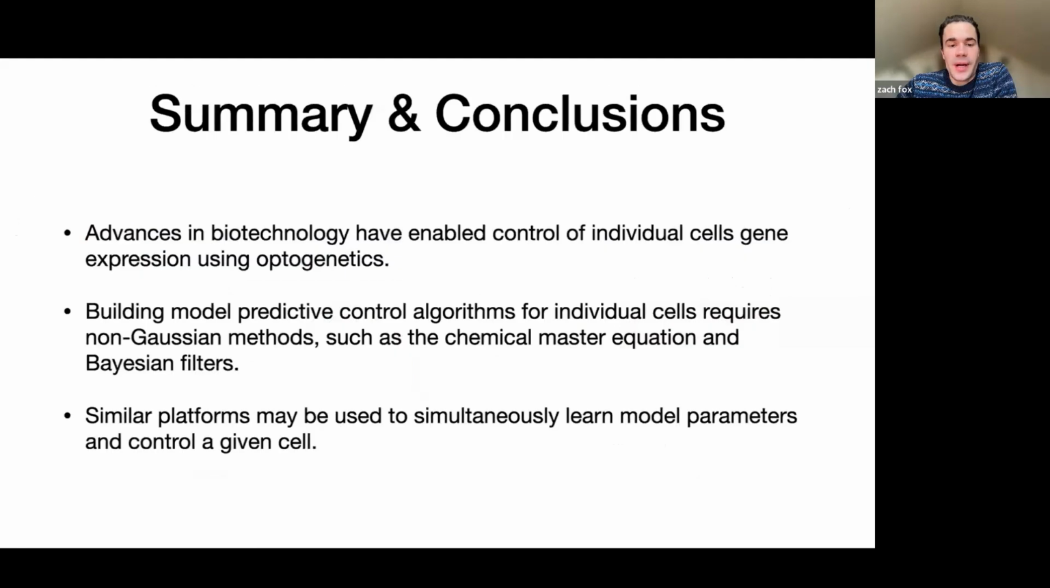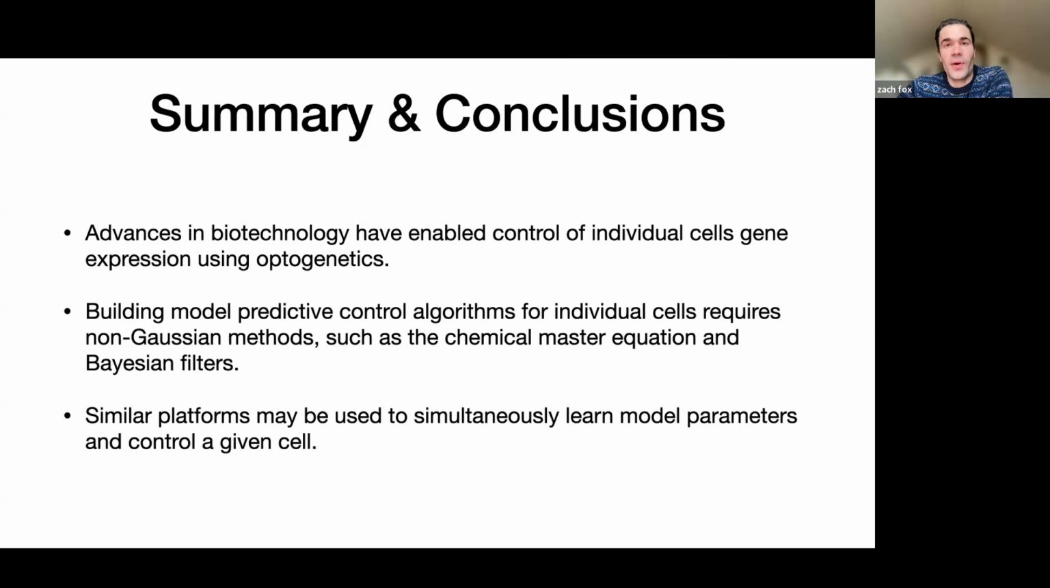Okay, so I'll wrap up now and take questions that folks might have. You can see that we've got amazing biotechnology that lets us do all of these cool manipulations and controls of cells, particularly using optogenetics. If you're going to talk about building model predictive controls for single cells, you want to think about the stochasticity and the non-Gaussian components of those models, because they do affect the precision of your controller, the ability of your controller to achieve the target.